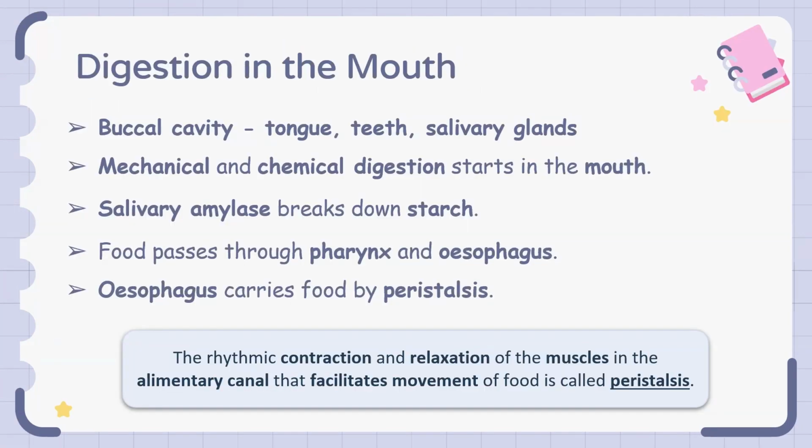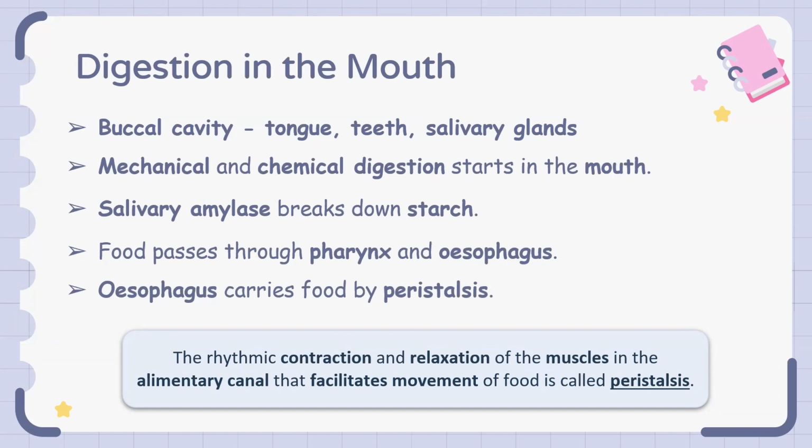Digestion in the mouth. The buccal cavity consists of the tongue, teeth, and salivary glands. Mechanical and chemical digestion happens in the mouth. So, what happens in our mouth when we chew food? Our saliva contains an enzyme called salivary amylase, which breaks down the starch in the food.